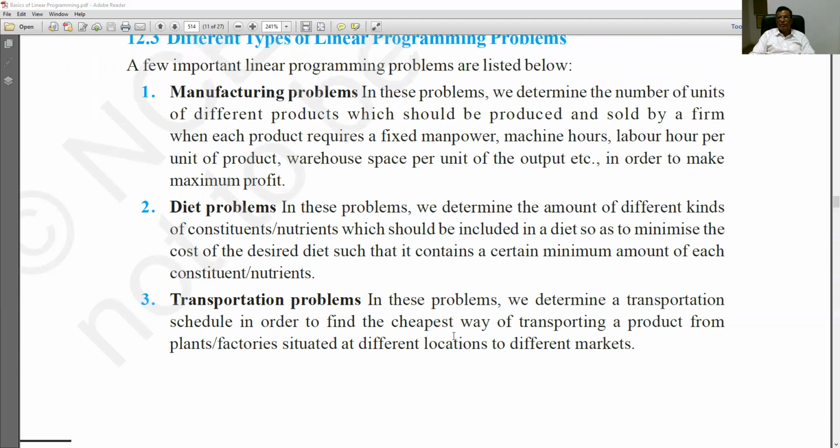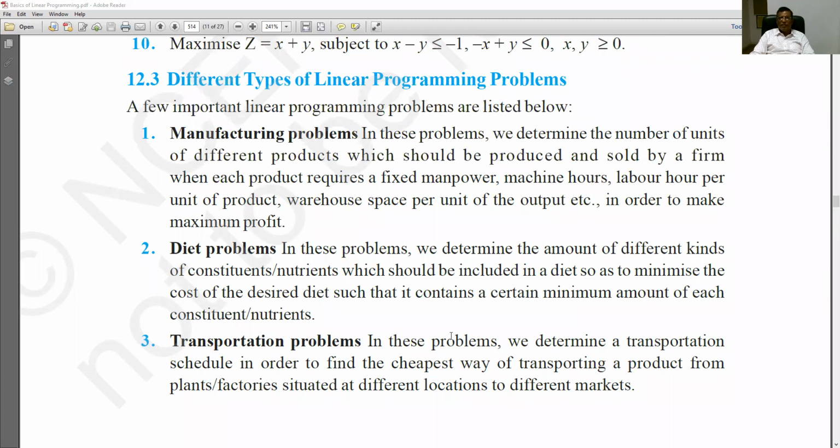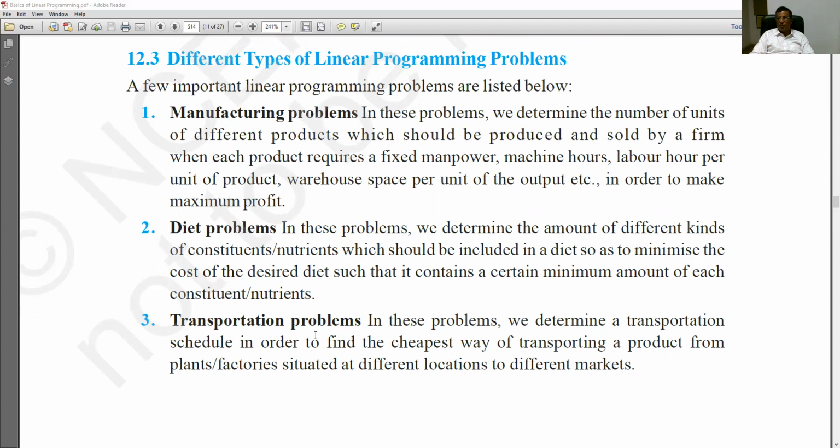So I hope that you have written that there are three different types of linear programming problem. First is manufacturing problem, second is diet problem, and third is transportation problem.